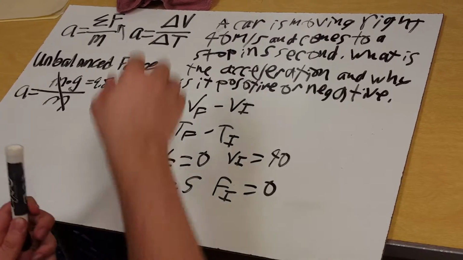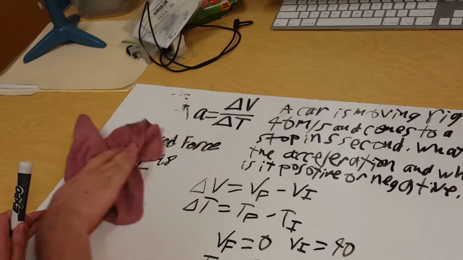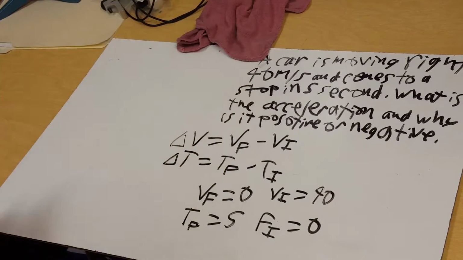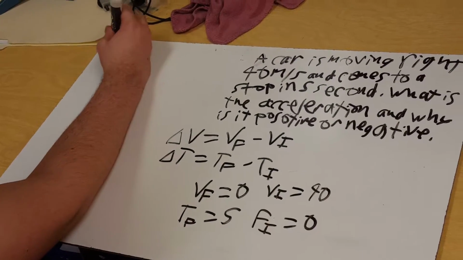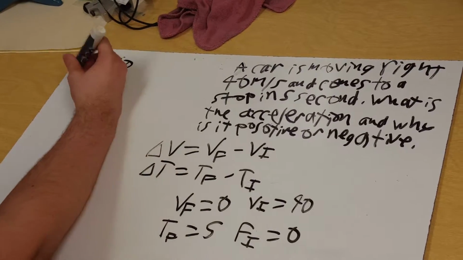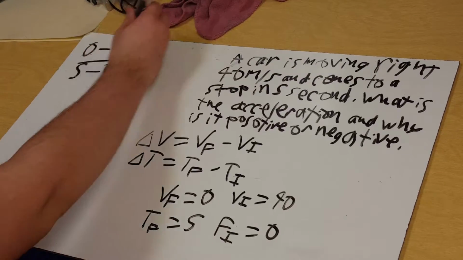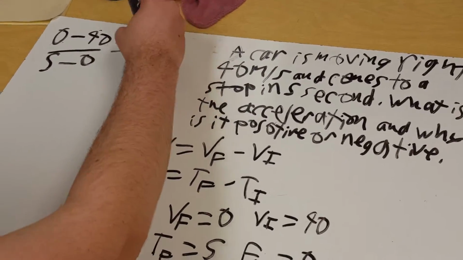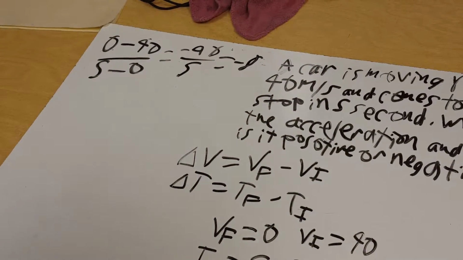Now I need some more room, so I'm going to erase your wonderful acceleration equations. And let's put this to use. Final 0 minus initial 40, over final 5 minus initial 0. Now basic math: negative 40 over 5 equals negative 8.